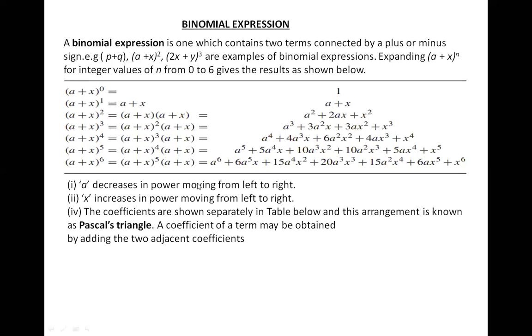We can see that in this pattern, A decreases in power moving from left to right. So in this pattern, A is decreasing. We can see there's A squared, here it is now A, and then there we have X. X appears there. Then plus, there's X squared. Same applies here. A is decreasing in powers, while X is increasing in powers moving from left to right.